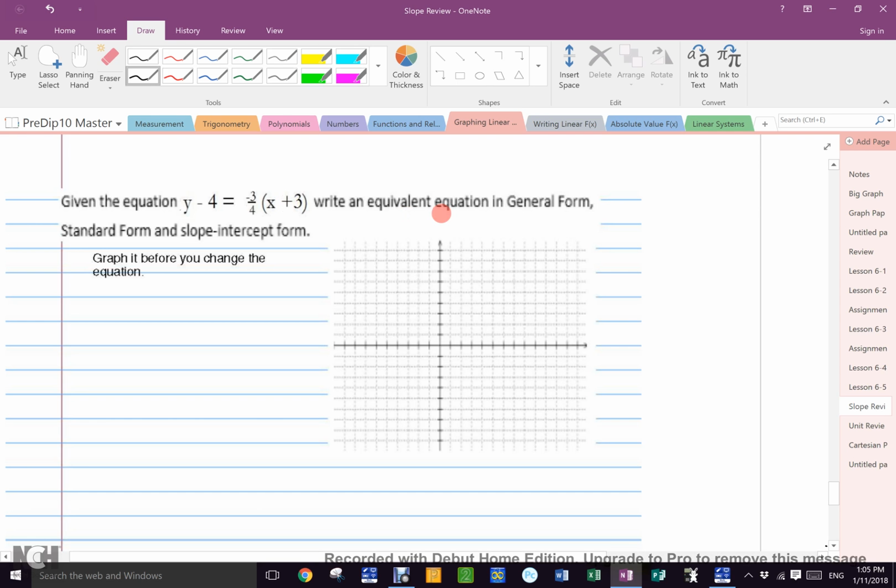All right. So, I want to convert this guy. I want to finish this guy up. Graph it before you change it. Graphing it gets 1 mark. How do I graph that? I have a point and a slope. Where do I go?